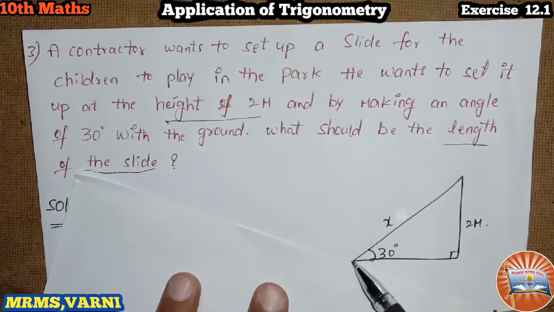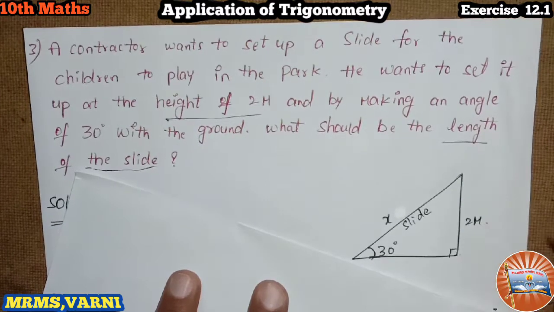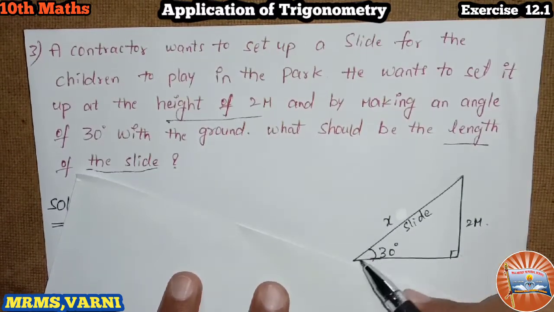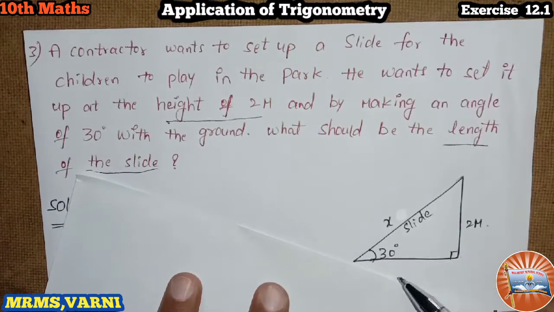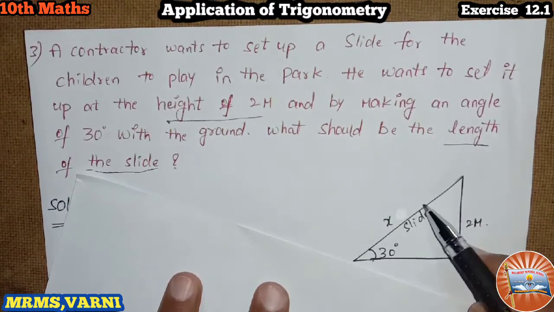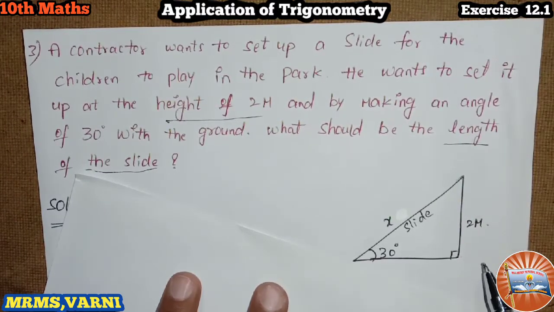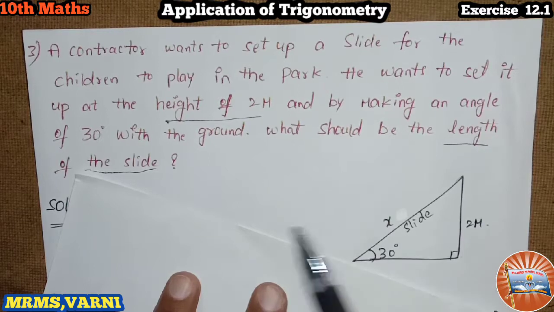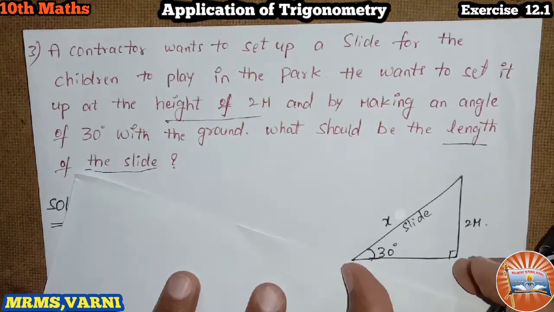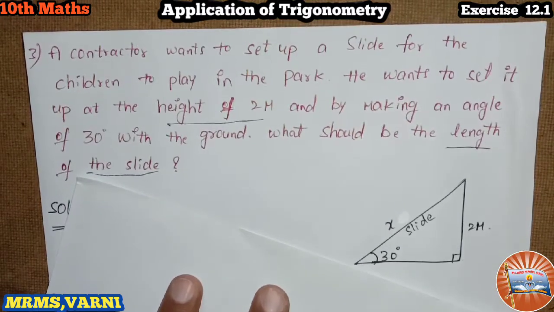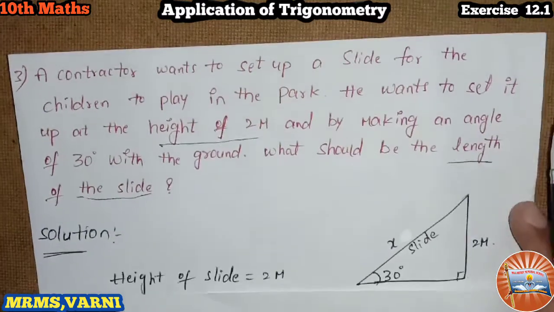This is the slide. I'm writing here, this is the slide. The length of this slide I'm considering now as x. We need to find this length here. This is given as 2 meters already in the question. This slide makes an angle of 30 degrees with the ground. Is it clear? Let us go for the solution.